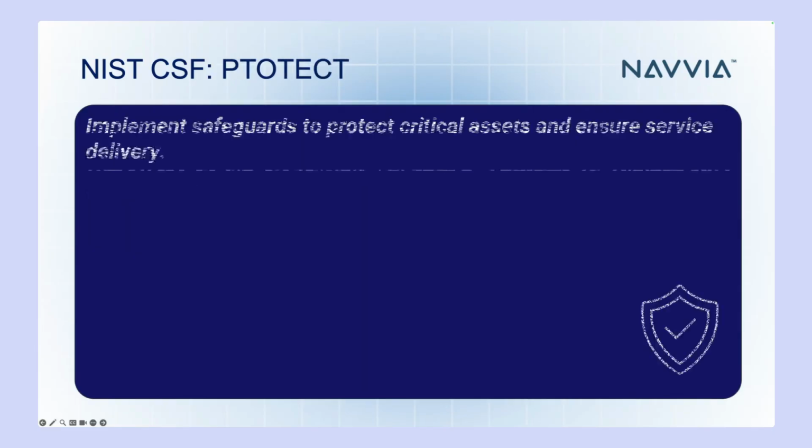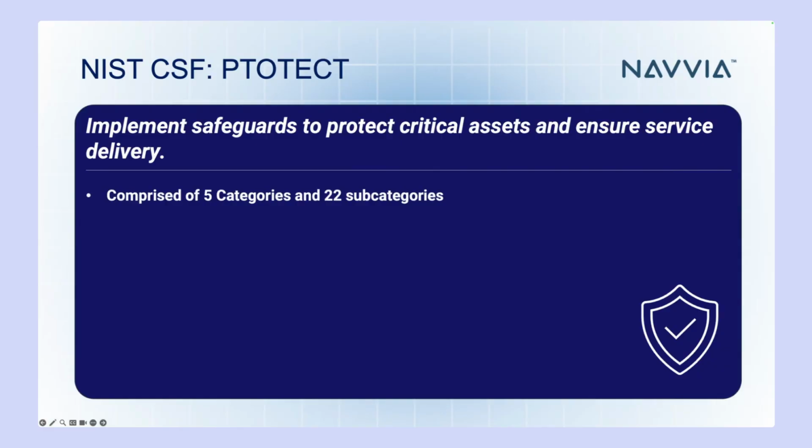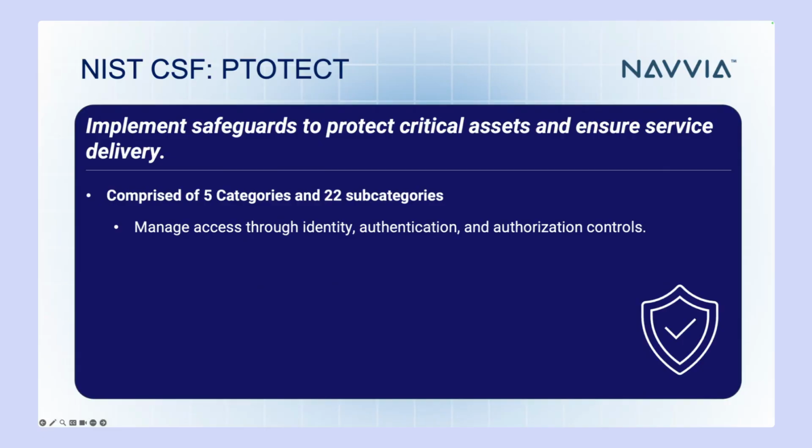So that moves into protect. So these are all the safeguards to protect critical assets and ensure your service delivery. So that has 5 categories and 22 subcategories of outcomes. So the first one is manage access through identity, authentication, and authorization controls. So those are all the things to make sure the right people have access to the right systems at the right time. Separation of duties would fall into something like this.